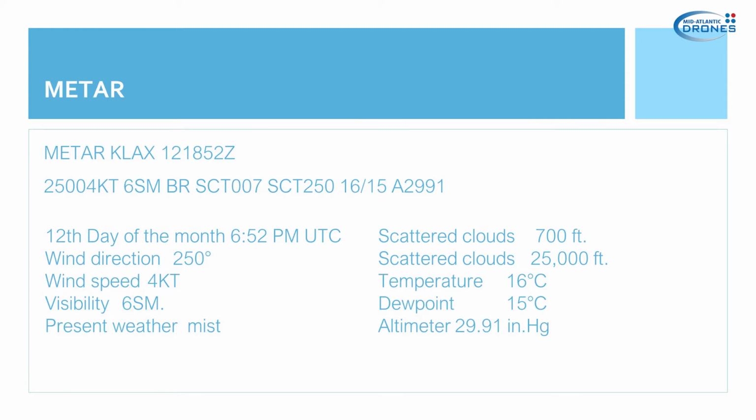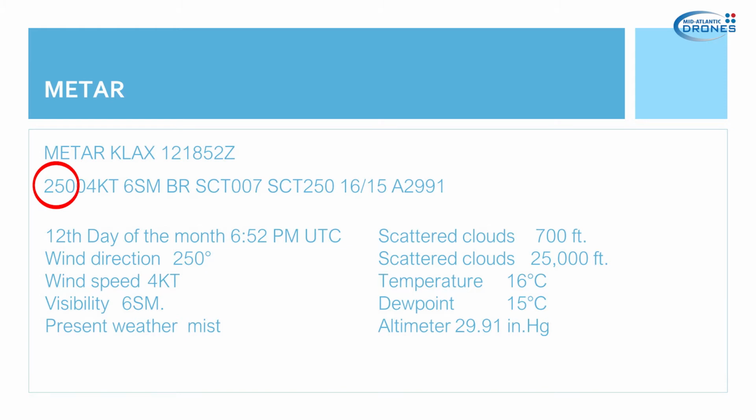Then we have the second line. And by the way, these are not on second or third lines. These are usually just one line. I just divided it like that so it would fit on the screen. We have that the wind is coming from 250 degrees. So if south is 180 and north is 360 or 0, 250 is going to be southwest.